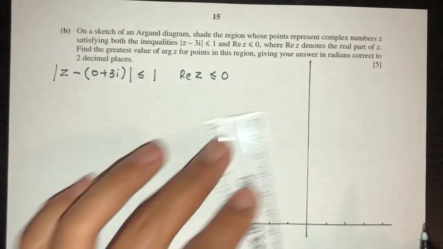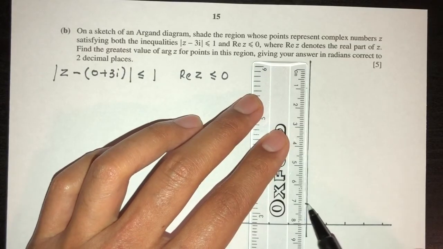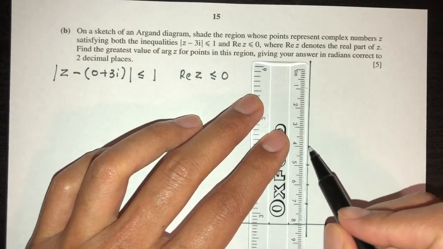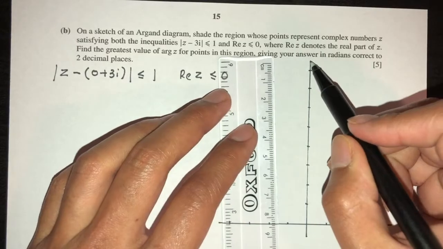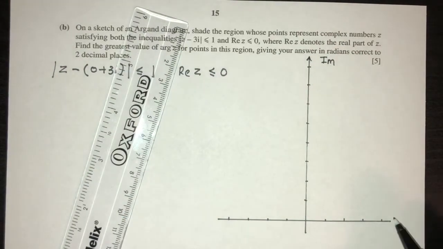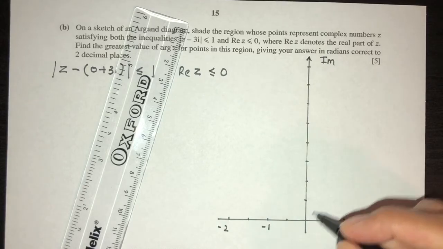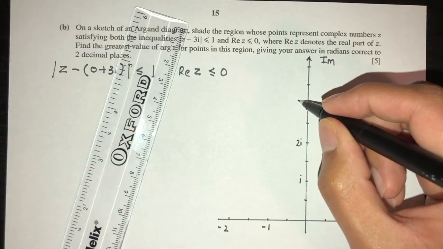Okay, so you have to label your axes pretty well. This is your imaginary axis, and this is your real axis. So I'll take 1 here and 2, then minus 1 and minus 2. Same thing, I'll take i, 2i, and 3i.